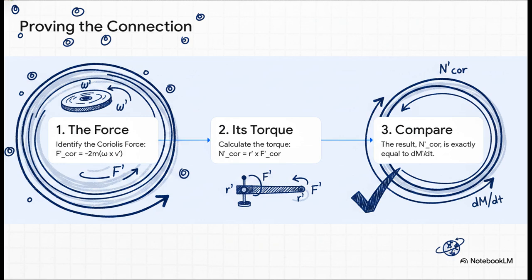First, we write down the formula for the Coriolis force itself. Next, we calculate the torque it creates by taking its cross product with the position vector r prime. And when we do the math, guess what we find? The torque from the Coriolis force is exactly equal to the rate of change of the angular momentum we found earlier. The physics works out perfectly.